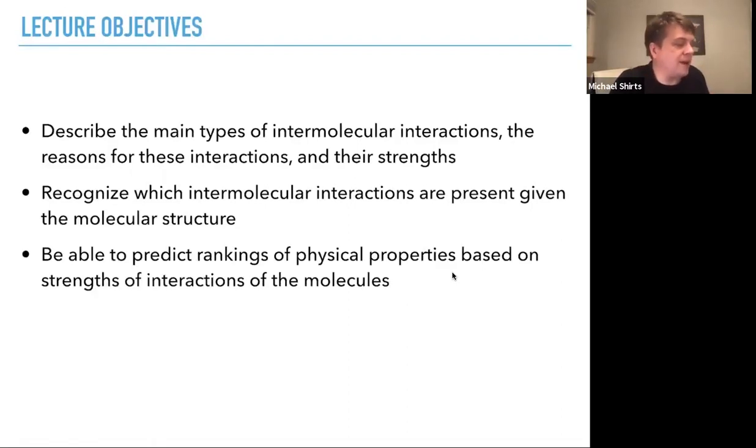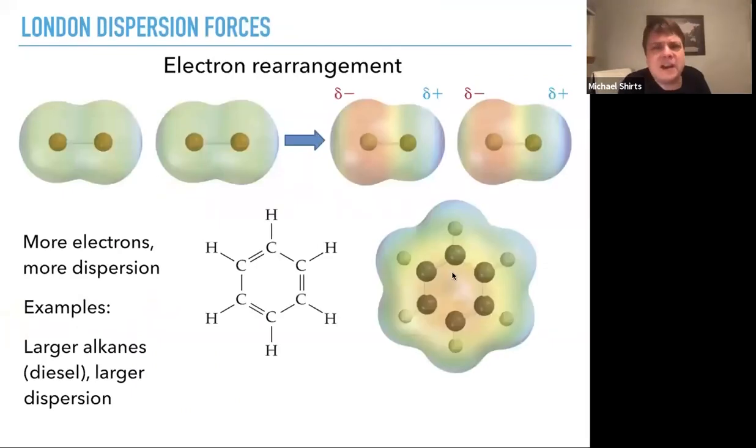And be able to predict the rankings of physical properties based on strengths of interactions with molecules. We'll get to that soon. So let's actually review a little and predict some rankings of physical properties based on strengths of interactions of the molecule. Very important type of interaction. It's weak, but occurs everywhere, even for nonpolar molecules, so it becomes pretty important. So these are London dispersion forces.